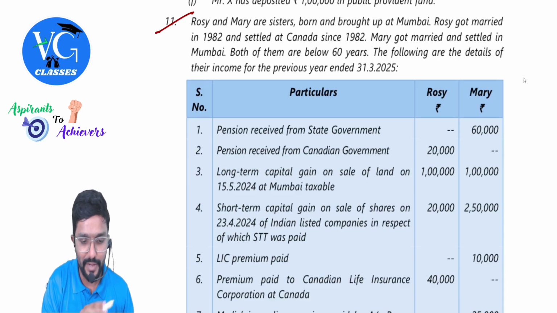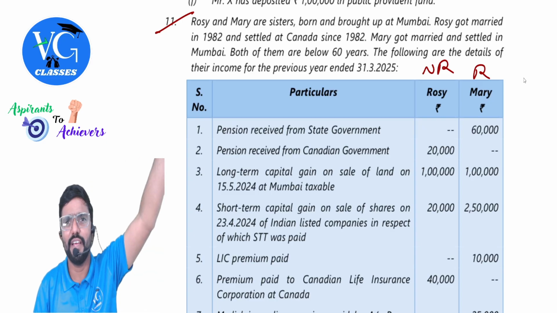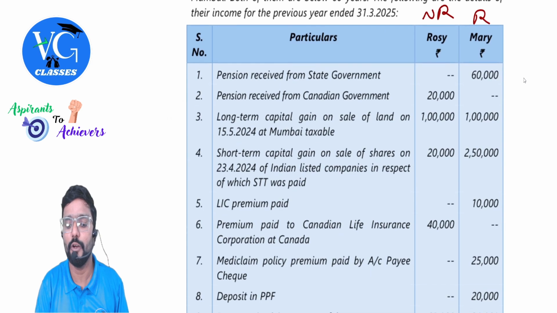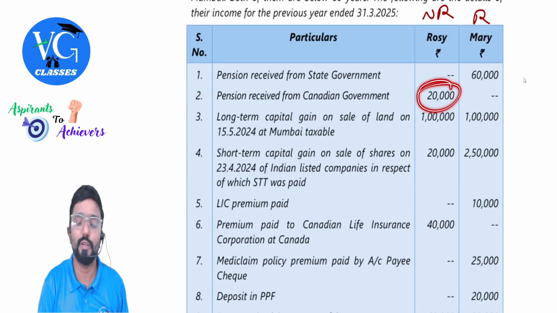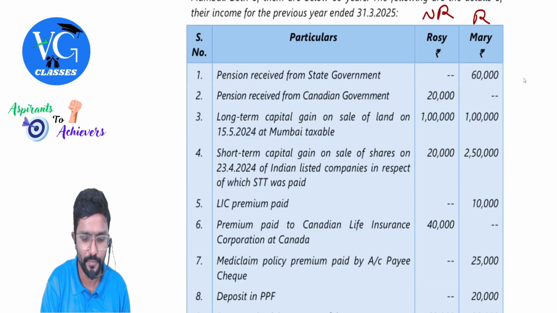Okay, so let us mark better. Mary is resident, Rosie non-resident. Clear? She is settled there only, in Canada. Pension received from state government, taxable under salary head. Pension received from Canadian government, 20,000. She is non-resident. Received there means obviously not taxable.